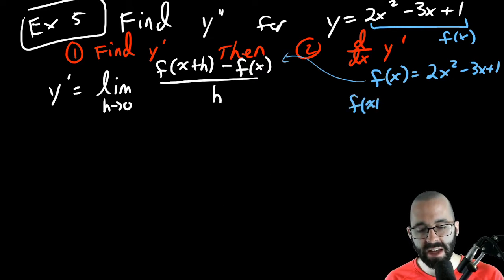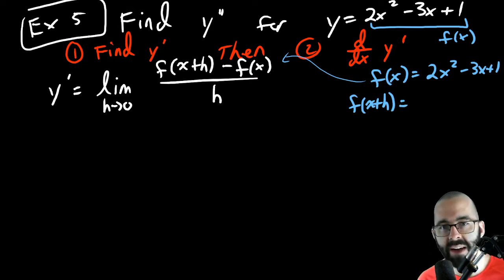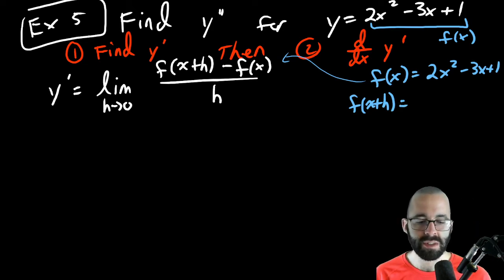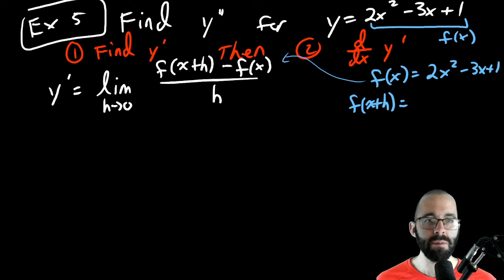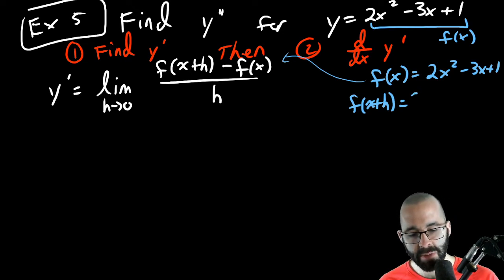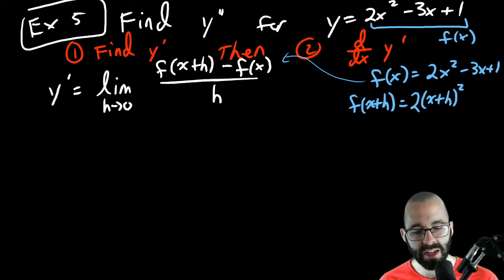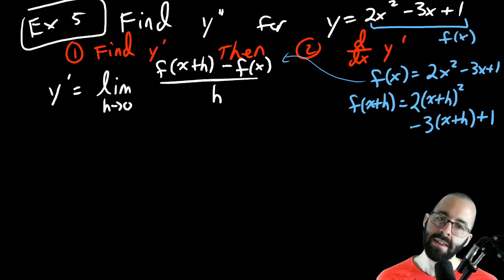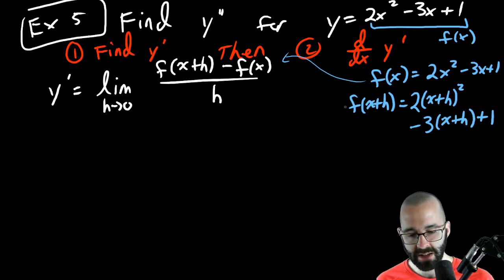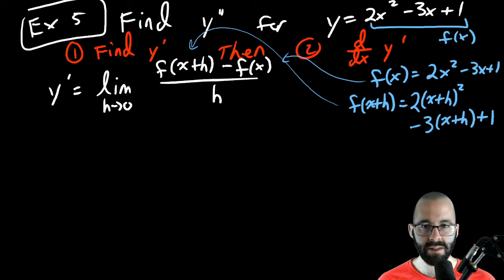And f of x plus h is the same function. F is the name of the function. So it's the same function, but just with a different input. Instead of our input being x, our input is x plus h. So 2 times x plus h squared minus 3 times x plus h plus 1. It'll be a little messy. We plug that in to the first one.